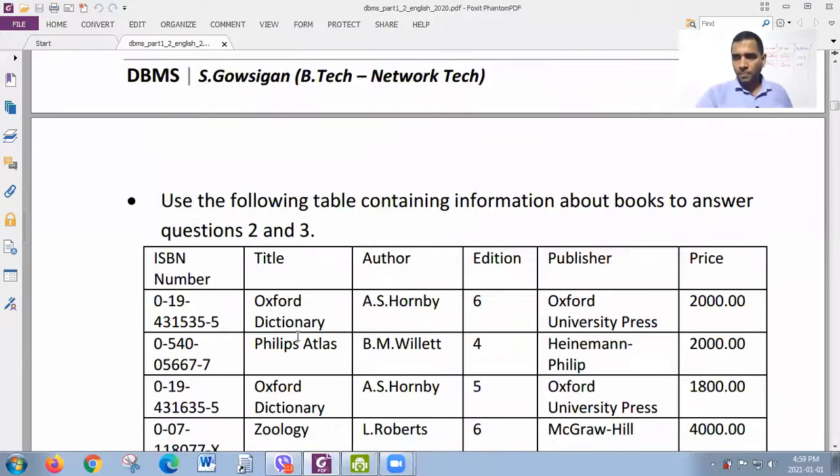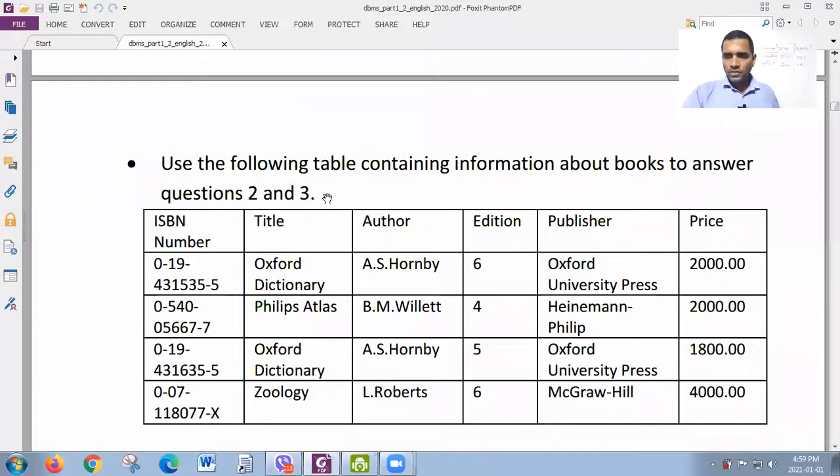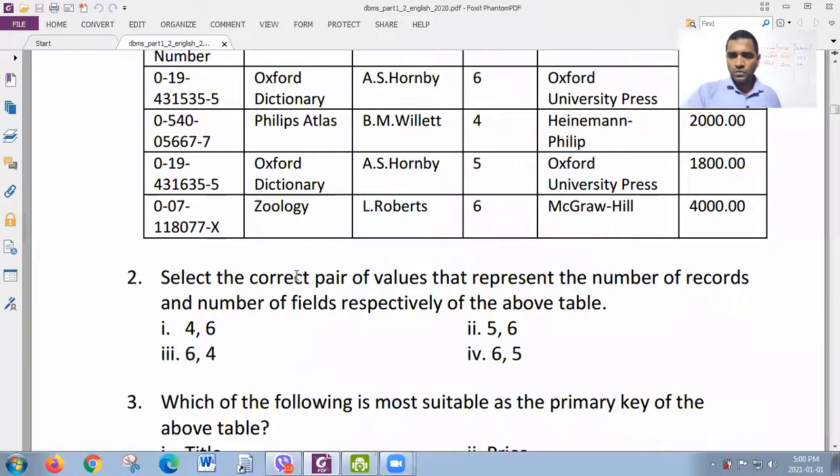Number two. Use the following table containing information about books to answer questions 2 and 3, right? So this has data about books: ISBN number, title, author, edition, publisher, price. Take a look at the first question. Select the correct pair of values that represent the number of records and number of fields respectively in the above table. It's too easy, right? Record and field respectively, so first you have to put the record, then field.